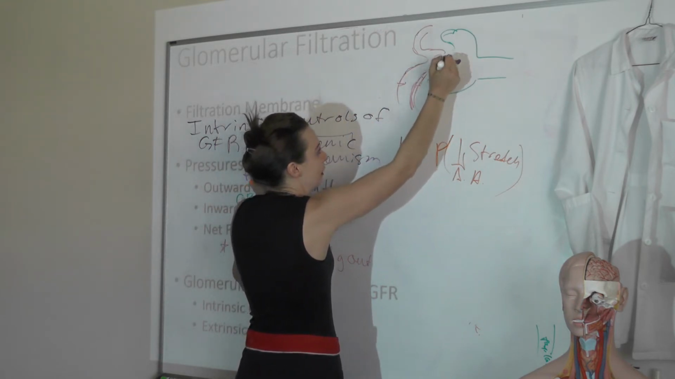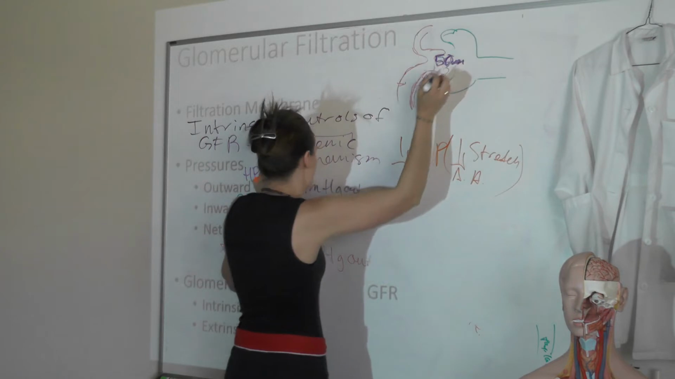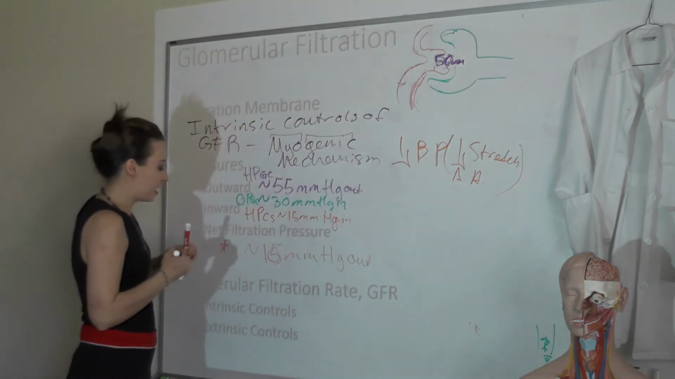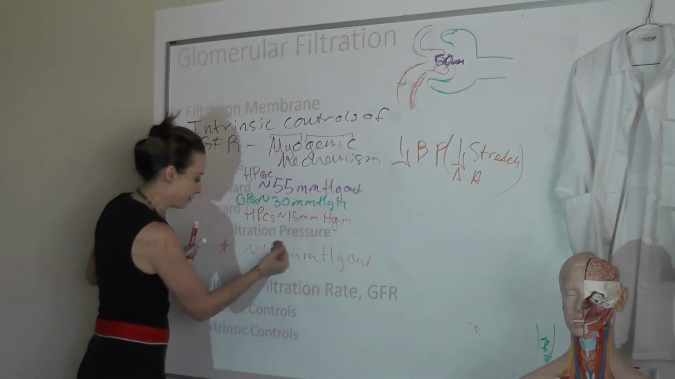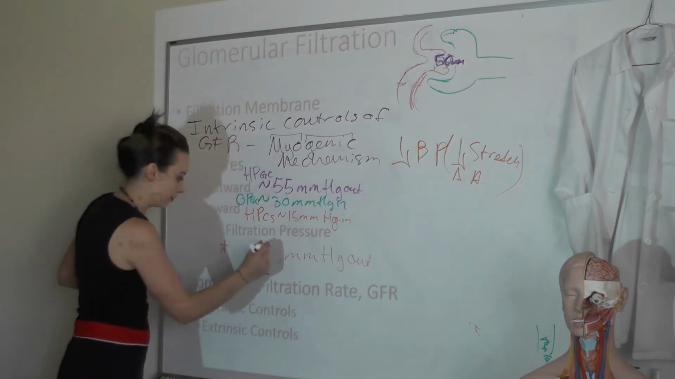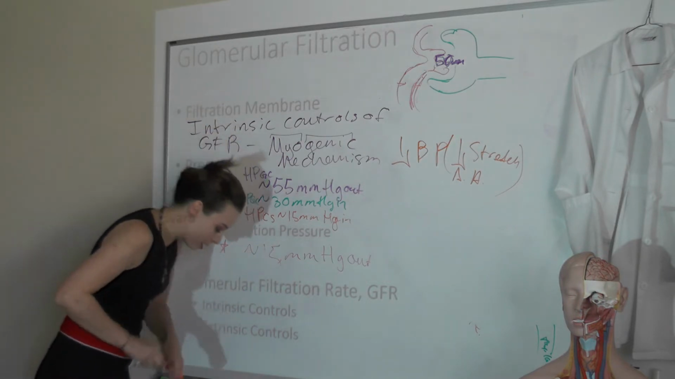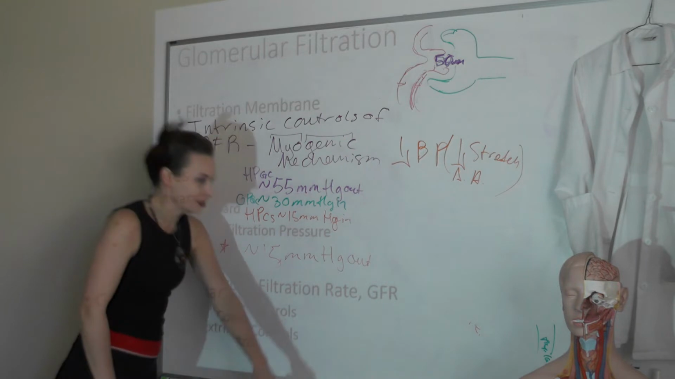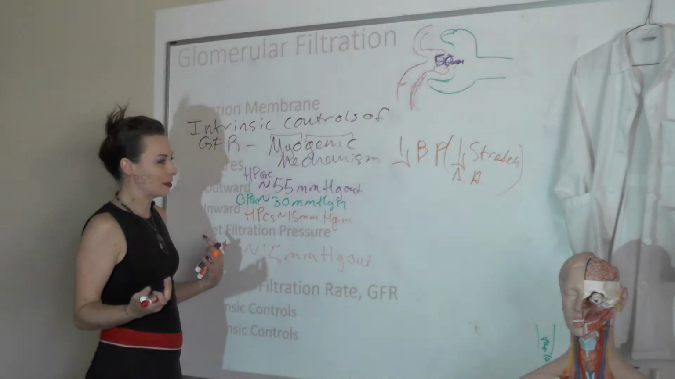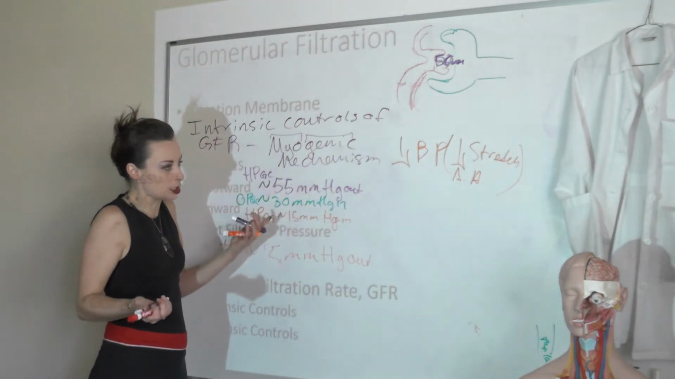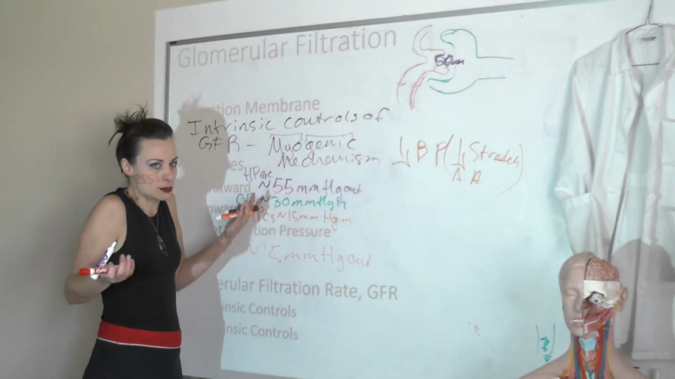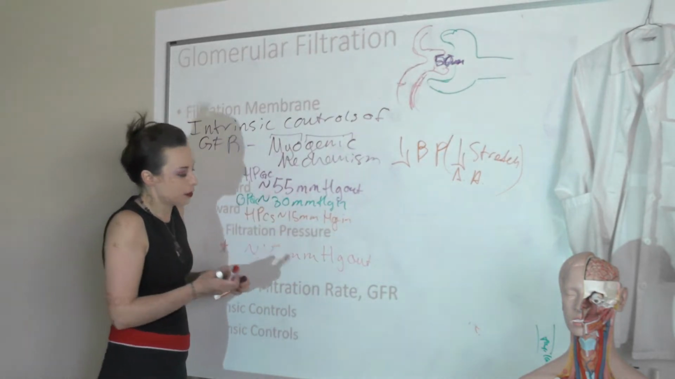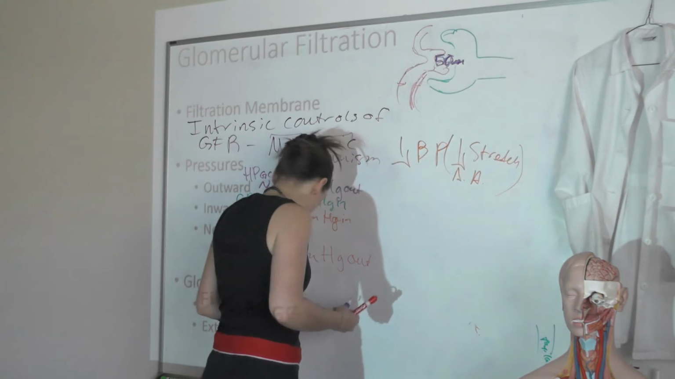So let's say, I don't know, I come down to 50 millimeters of mercury. And then I come down to only 5 millimeters of mercury as my net filtration pressure. So then I don't produce as much urine, and now I have more blood volume. But if this was just a small change in blood pressure, I don't want to do that. Okay, so let's finish writing it out.